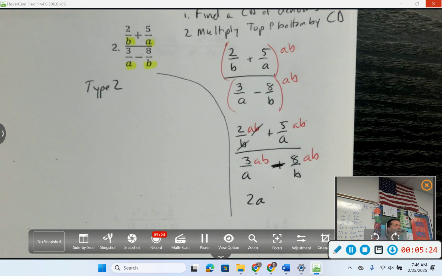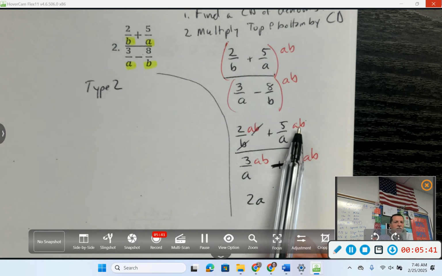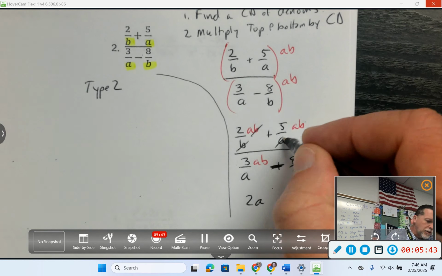Wait, shouldn't there be an a at the bottom? Wouldn't AB multiply into the bottom part too? No, because when you multiply fractions, you just multiply the top. Because that's the common denominator. What about this second term? 5b. Yeah, the a's cancel, and I'm left with 5b.